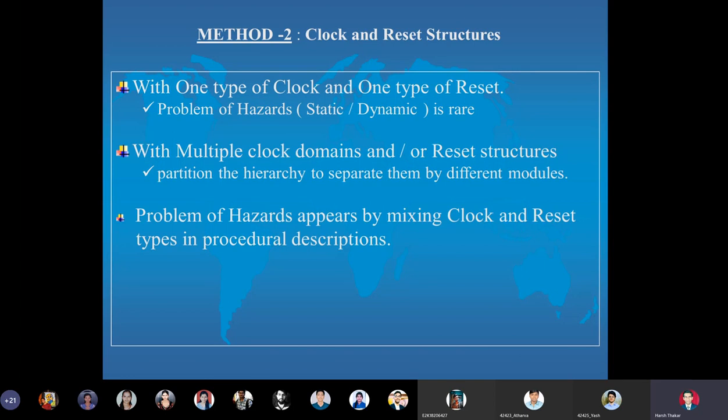We usually don't have a master clock and a slave clock, or anything called master reset and slave reset, or primary clock, secondary clock, primary reset, secondary reset, primary preset, secondary preset. No, when we say clock, it is the system clock and it is one in number. When I say reset, it is the master reset and one in number. So whenever we use only one clock and one reset or preset, the problem of hazards is very rare.